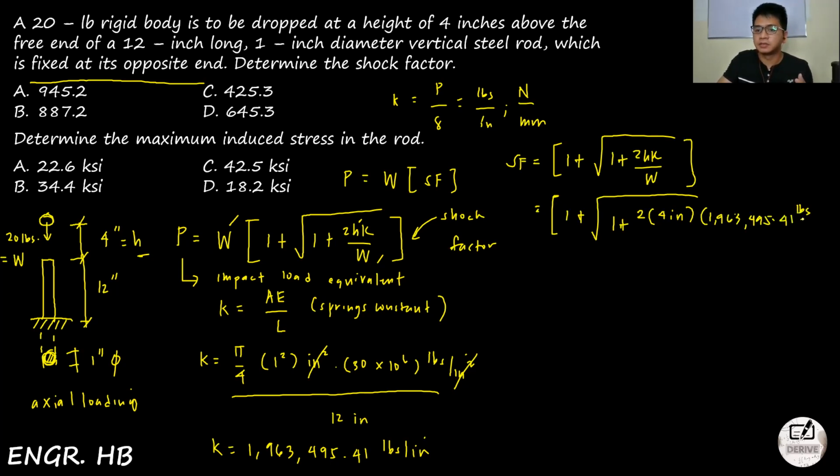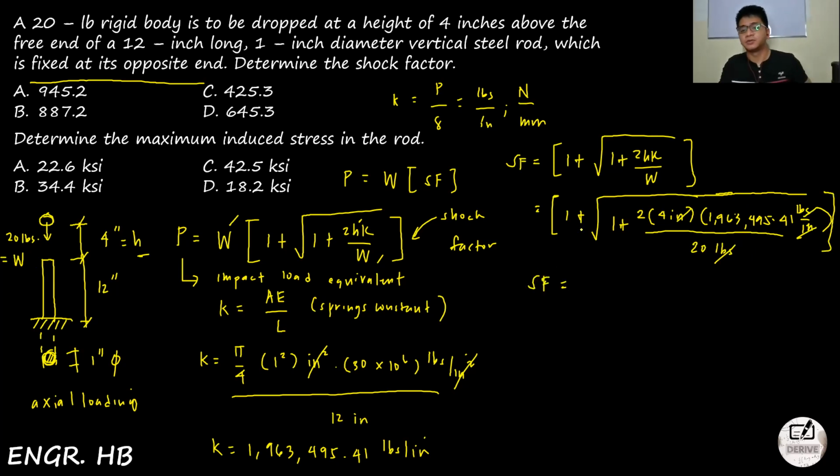1,963,495.41 pounds per inch. So medyo mahaba, no? Kasi nga inabot ng million yung springs constant. So divided by W, no? Sabi ko nga hindi include si W, pero dito kasi nga ito na yung shock factor. Pero syempre si W ay nasa bracket, so weight will be included. So our W is here, 20 pounds. Okay. So unit analysis. So inches cancel dito. Pounds and pounds cancel. So basically shock factor is unitless kasi nga siya ay factor.